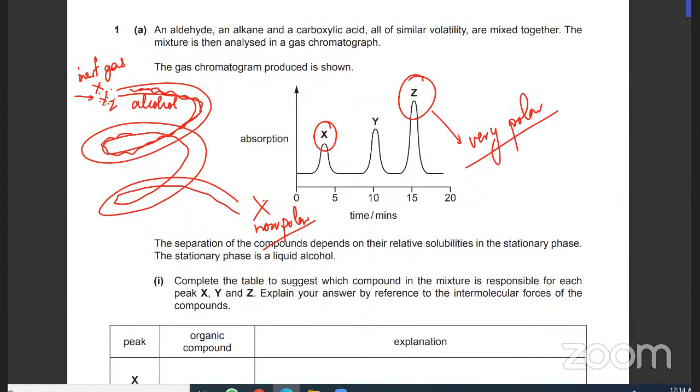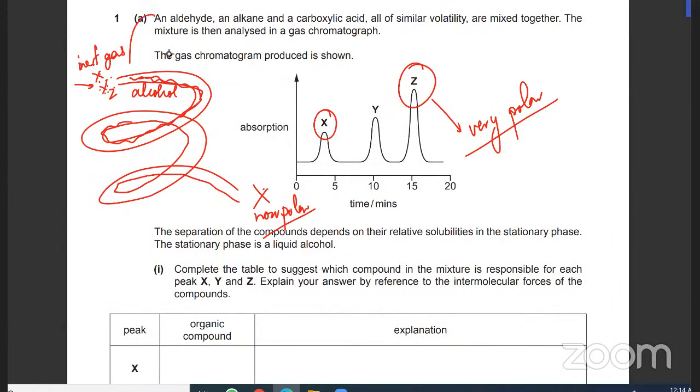So you just have to figure out, there were 3 compounds that were added: an aldehyde, an alkane, and a carboxylic acid. So X must be the alkane. Z must be the very polar carboxylic acid because it's capable of forming hydrogen bonds. And Y over here must be the aldehyde, which is something in between. That's polar, but not that polar. It's got permanent dipoles only.